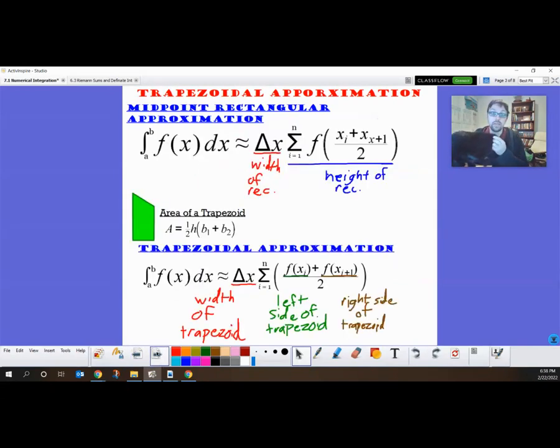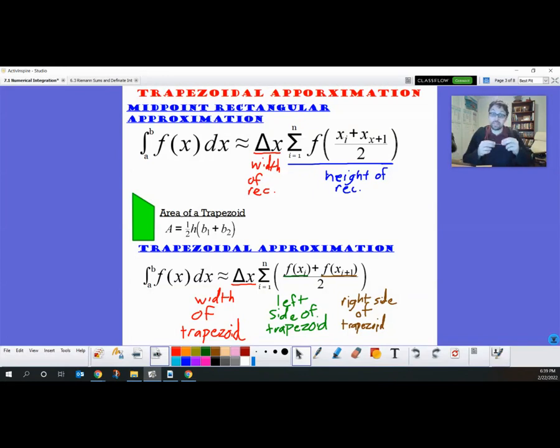So here's a summation example of the two types of approximation. The top one is a rectangular one. We would do the width of our rectangle, and then multiply it by all of the heights of our rectangles. That's a midpoint one, so it's in between the two end spots. The one below is the trapezoidal approximation.